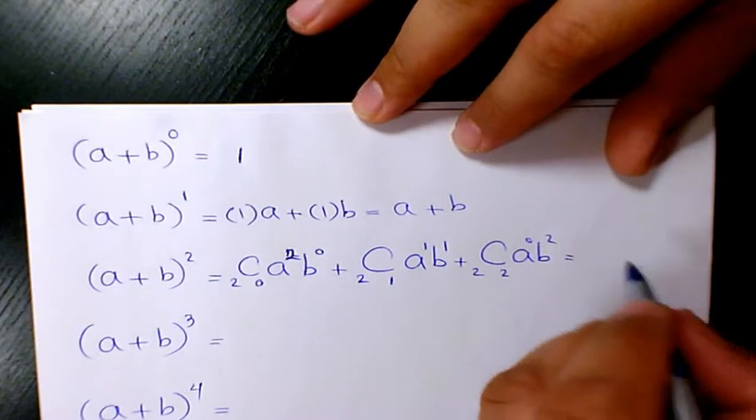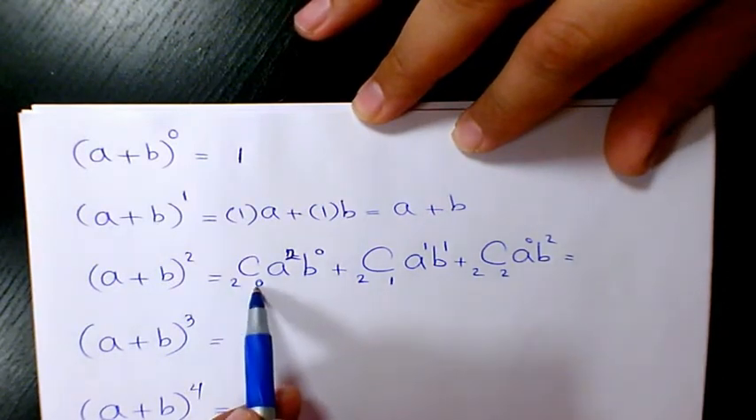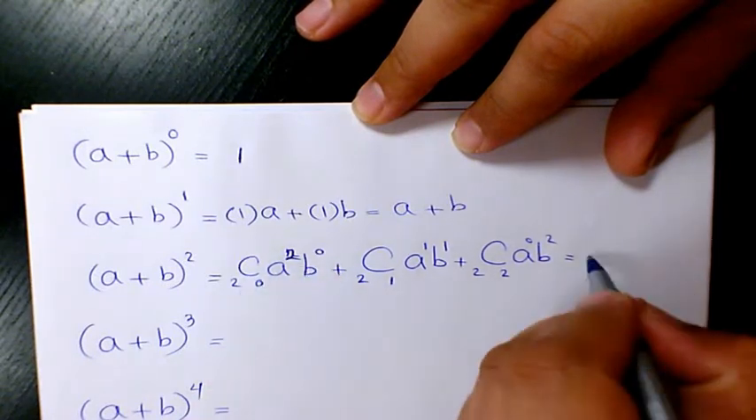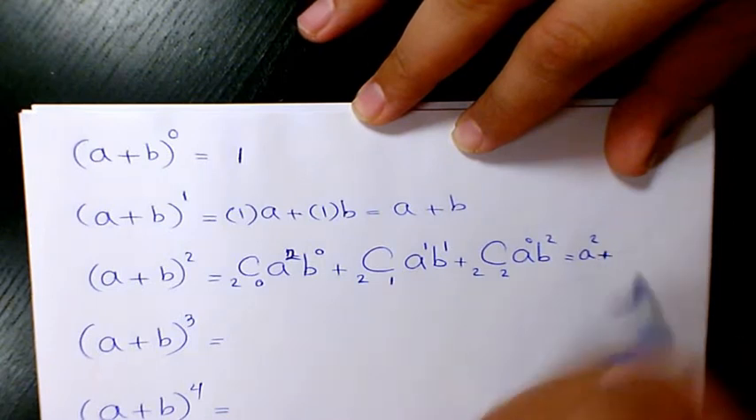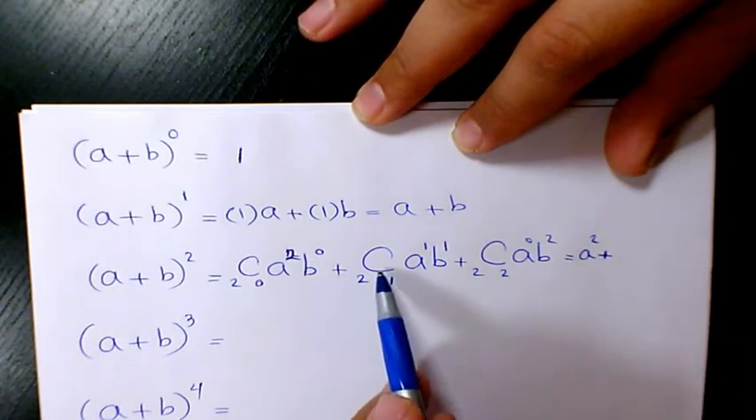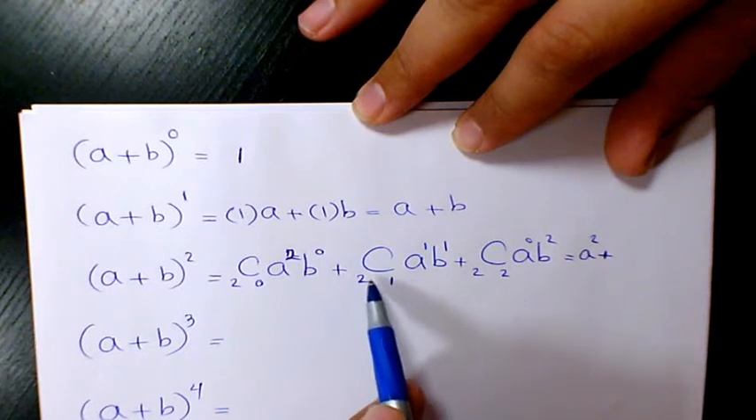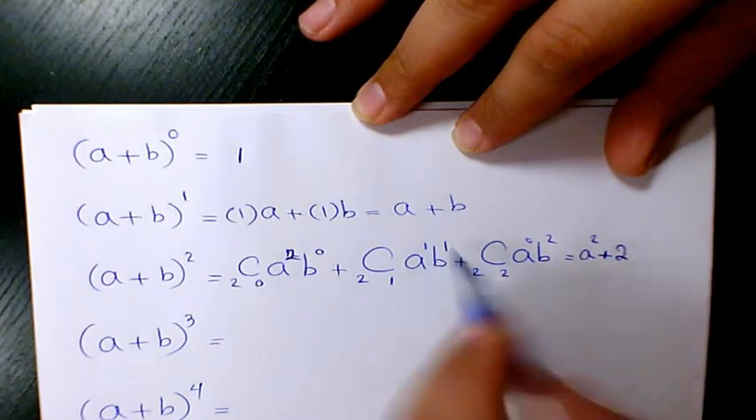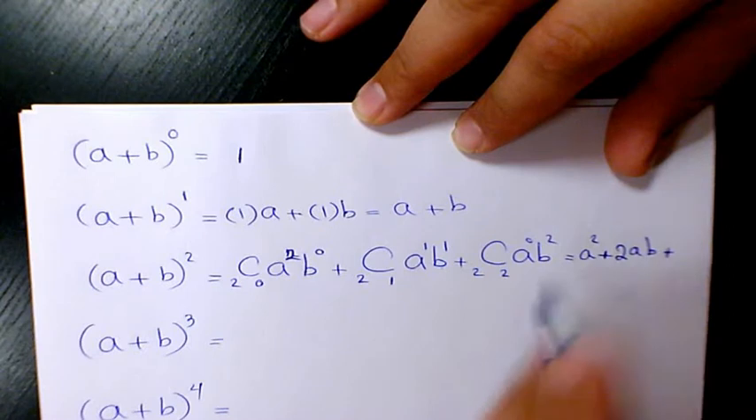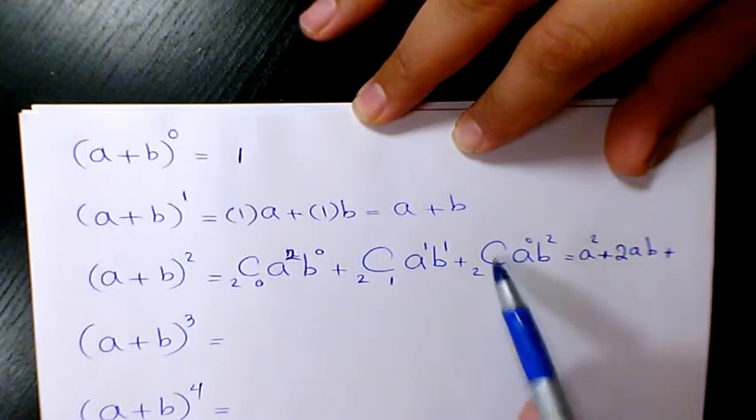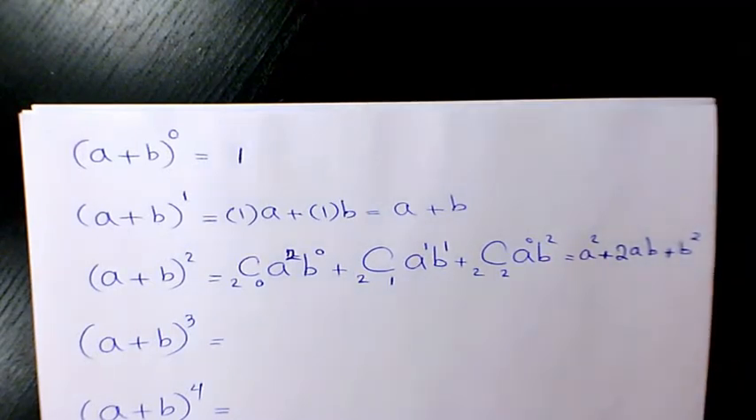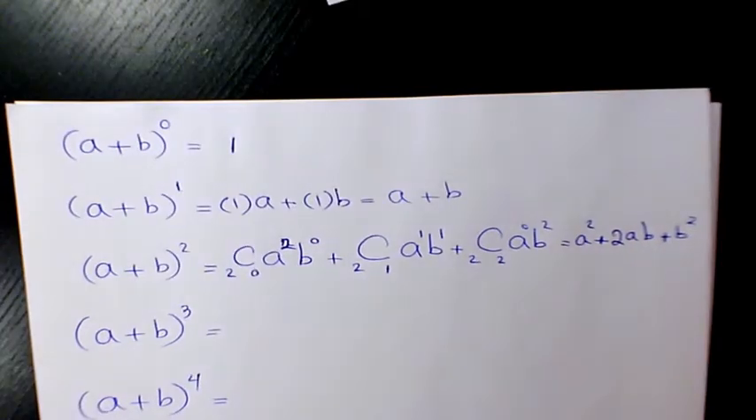C(2,0) is 1, and b to the power of 0 is 1 as well, so that's just a squared plus the second term. C(2,1) is 2, as you saw in Pascal's triangle. a to the power of 1 b to the power of 1 is just the same thing. And the last one, a to the power of 0 is 1, and 2 choose 2 is 1, so we have b squared. So that's a squared plus 2ab plus b squared. Now let's see the next one: (a + b) to the power of 3.